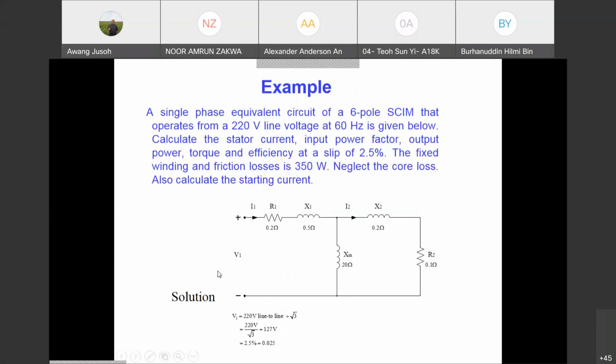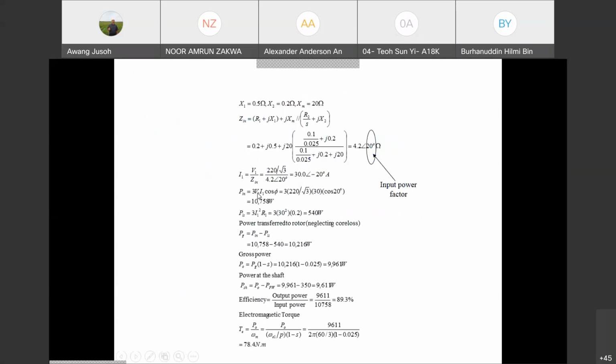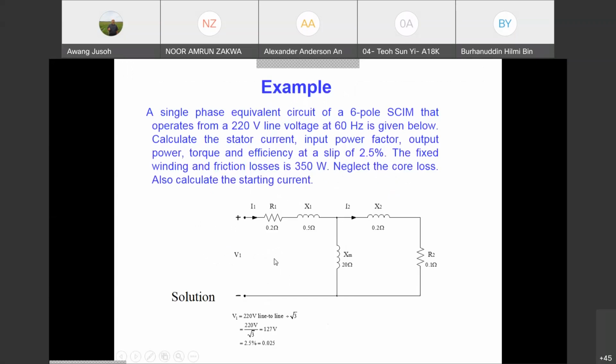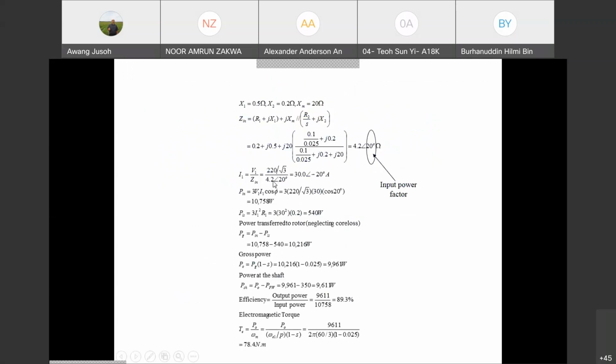P in, the power input there. How much is P in? The formula we discussed earlier: 3 V phase I phase cosine theta. V phase 127, we calculated already. I equals 30. You don't need to divide by root 3 because this is star already. So just use 30, cosine 20 degrees. Multiply by 3 because it's total power. You get the total power in, 9,758 watts.